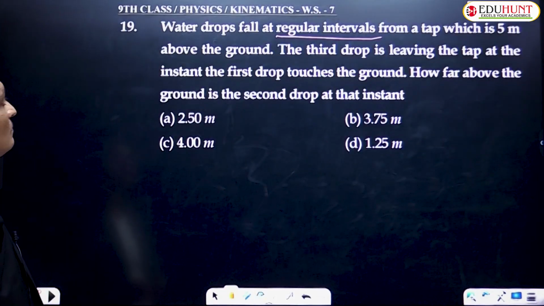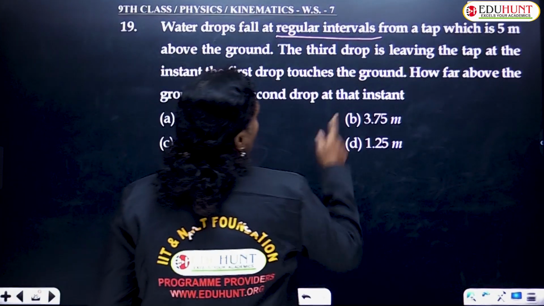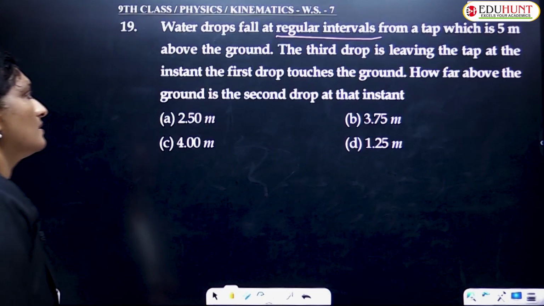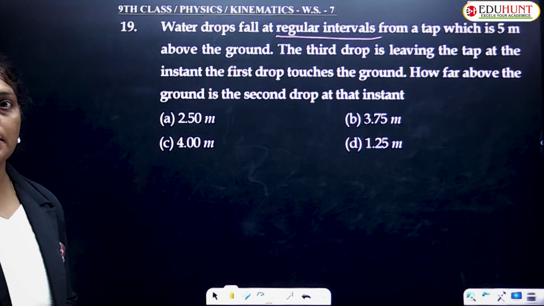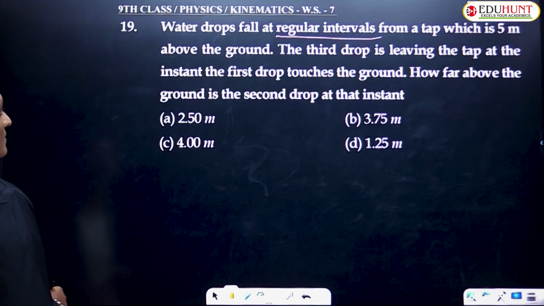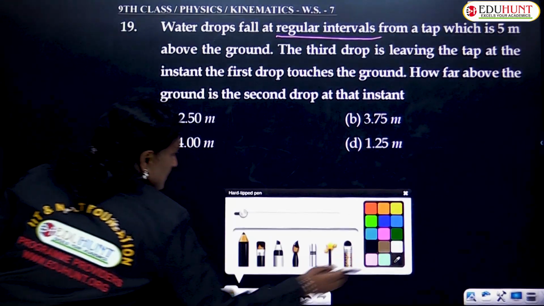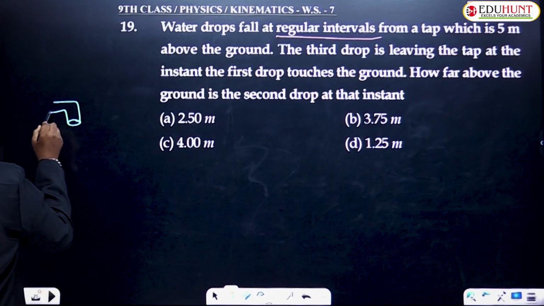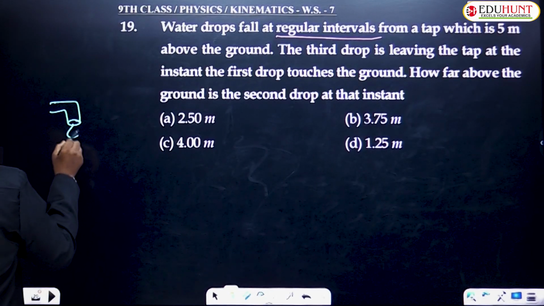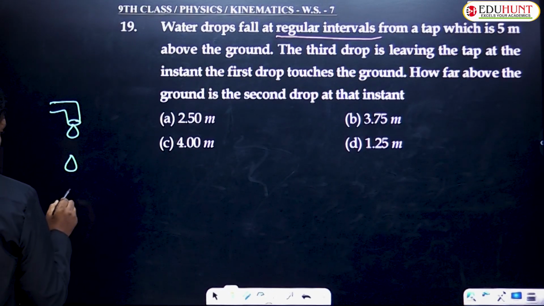Okay, 19th question. Water drops fall at regular intervals from a tap which is 5 meters above the ground. The third drop is leaving the tap at the instant the first drop touches the ground. How far above the ground is the second drop? For this, let us consider a tap. From this tap, water droplets are falling something like this.